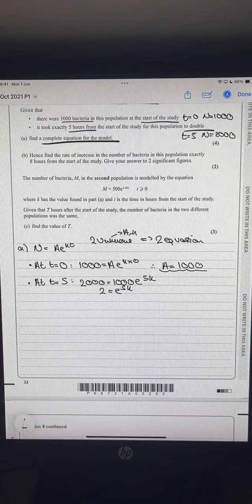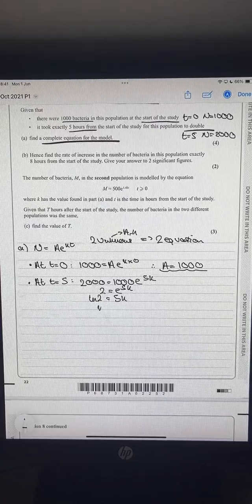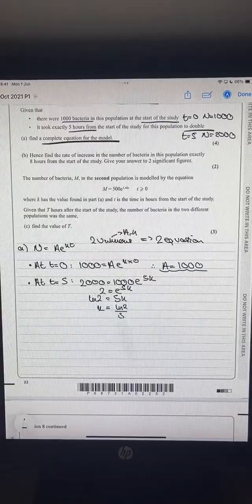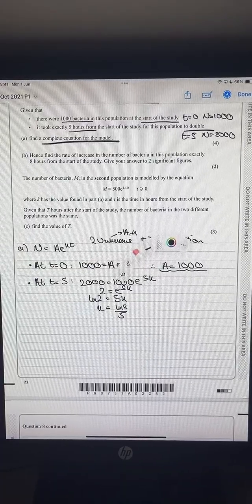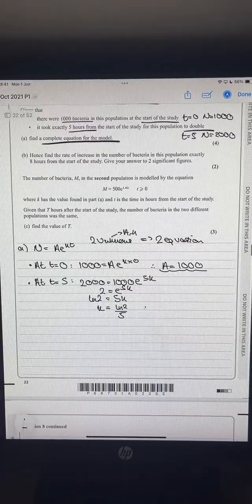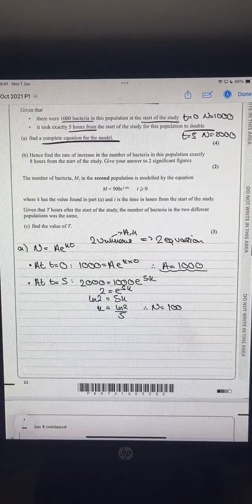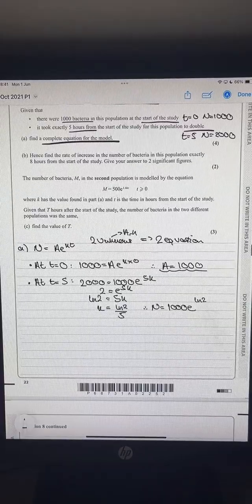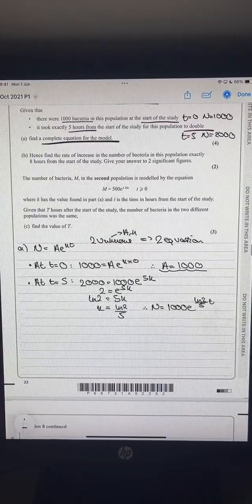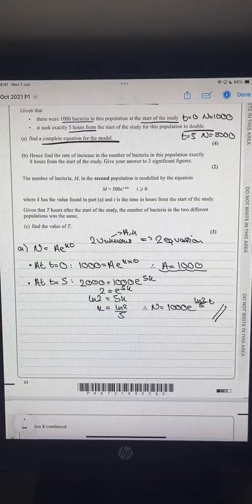And then I'm going to solve for K. So I'm going to take a natural log of both sides. So ln of 2 equals 5K, because ln of e to the K is just K. And then K is going to be equal to ln 2 over 5. And I'm going to leave my answer as it is. Yeah, logs. So the reason I need to take a natural log or a logarithm in the first place is because my unknown is in the power. So I need to get that down. So therefore, we know that N is going to be equal to 1,000 e to the ln 2 over 5 t. And that is my answer to part A.